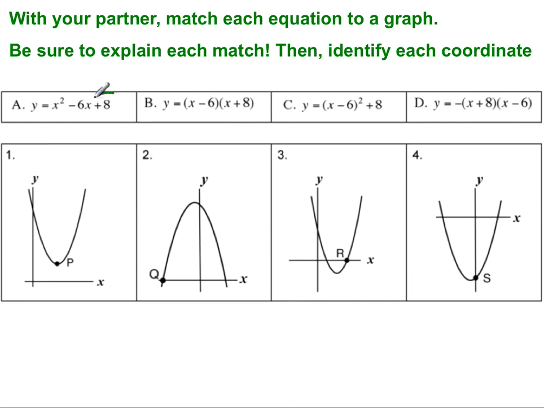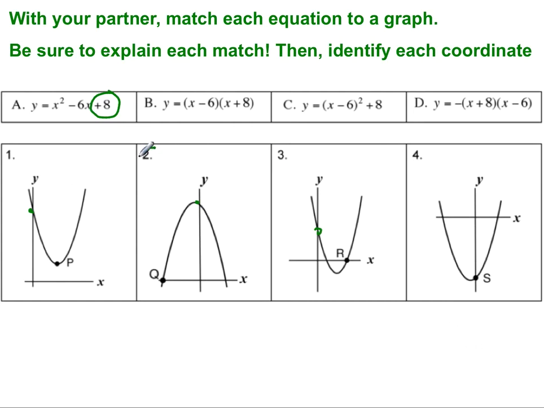Okay? So if you look at equation A, this is the only one in standard form. This would be the y-intercept of positive 8. That could be here, that could be here, that could be here. It's definitely not here. That's negative. So what I would start with is which graph stands out as being different.